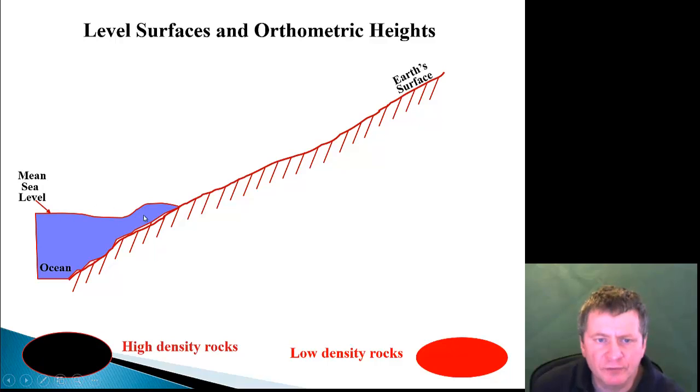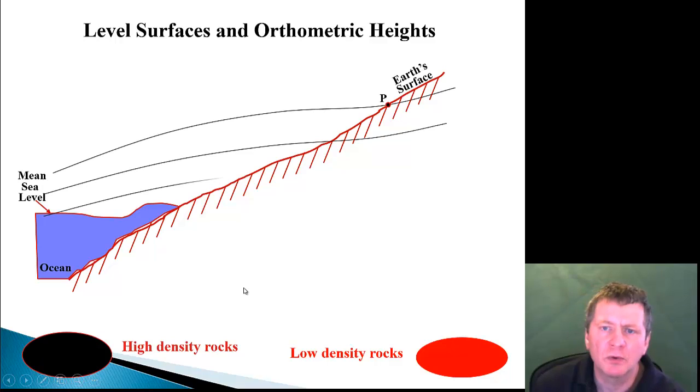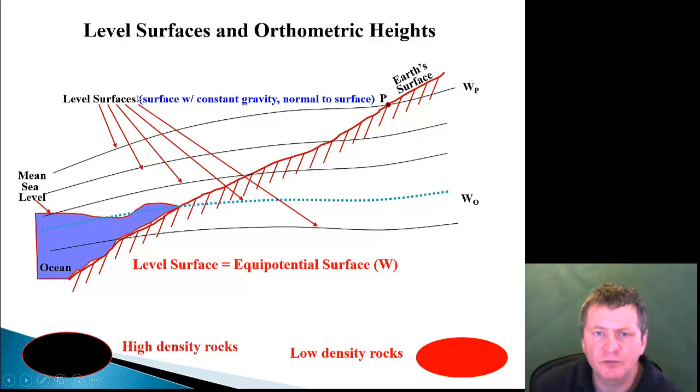Here we have the sea level, the ocean, and as we work through here, what we are establishing is level surfaces. In other words, even though this surface is curved, if we were to take a glass of water, it would be level here and it would be level there. So these level surfaces are surfaces with constant gravity. And you can see that this constant gravity would be pulled a little closer to the center of the Earth here because there's more mass in the crust at this point than there is out here.